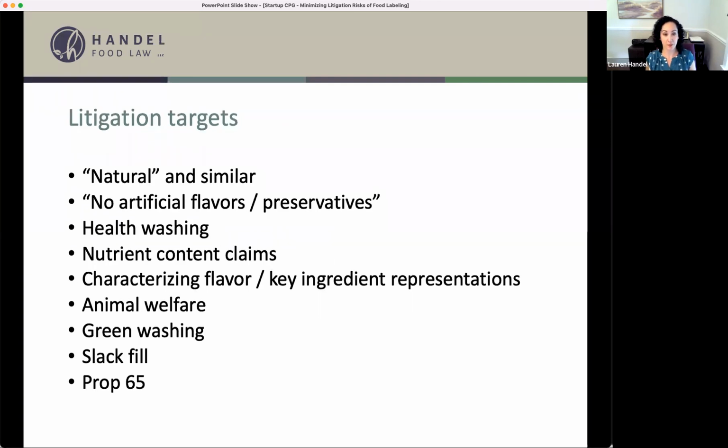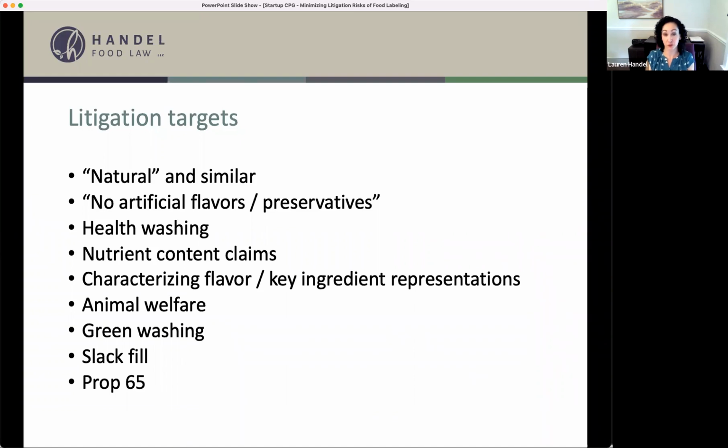So I'm going to go through examples of the targets that have been popular for class action plaintiffs in the last really 10 years, but especially within the last few years, of the kinds of labeling issues that are most targeted in these cases.